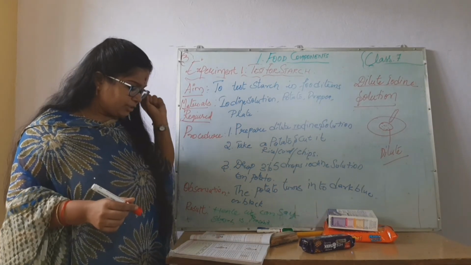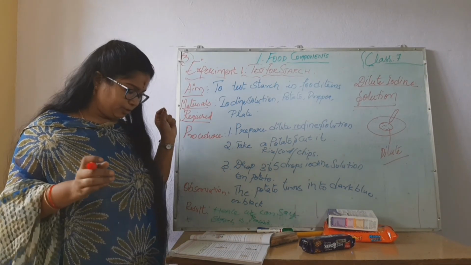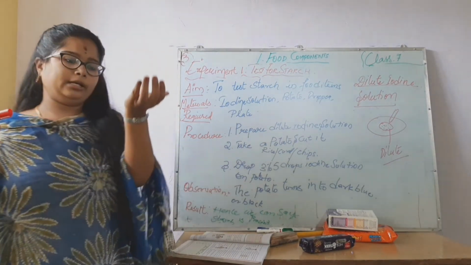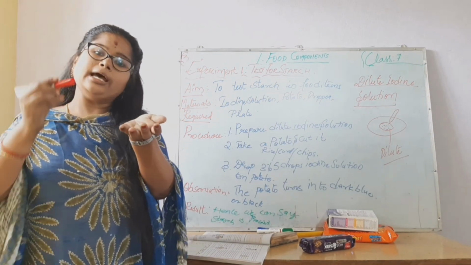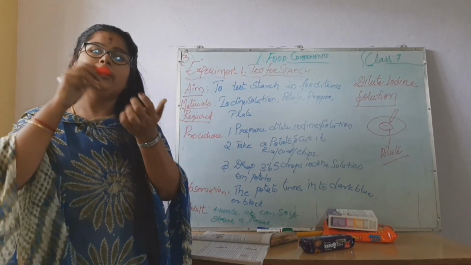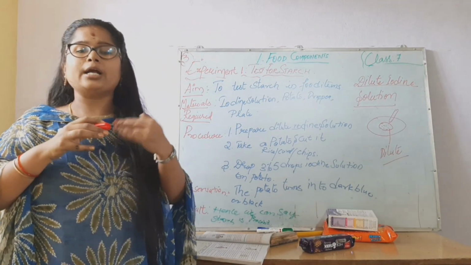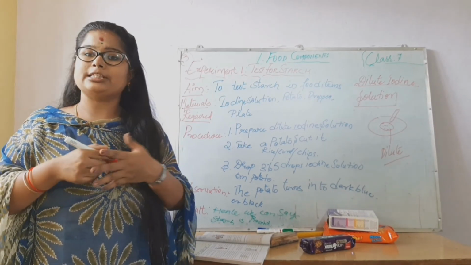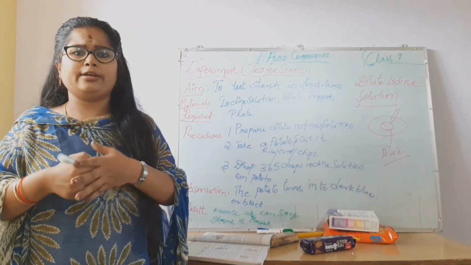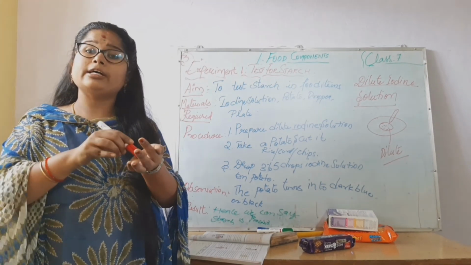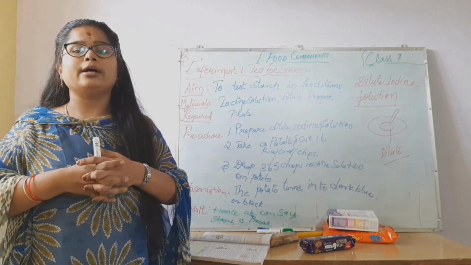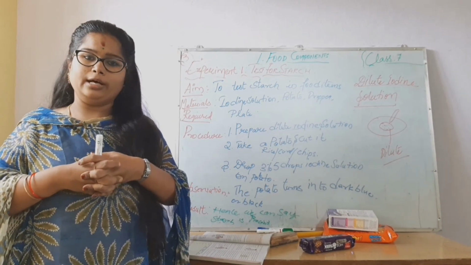Next, take a sample of the food item you want to test. Take rice in a bowl and add 2 to 3 drops of iodine solution. If it becomes blue, dark blue or black, it shows that it has starch. If the food item does not turn blue or black, it means that it has no starch.